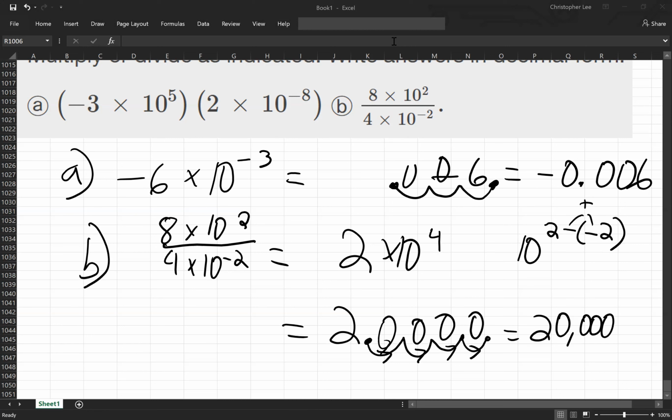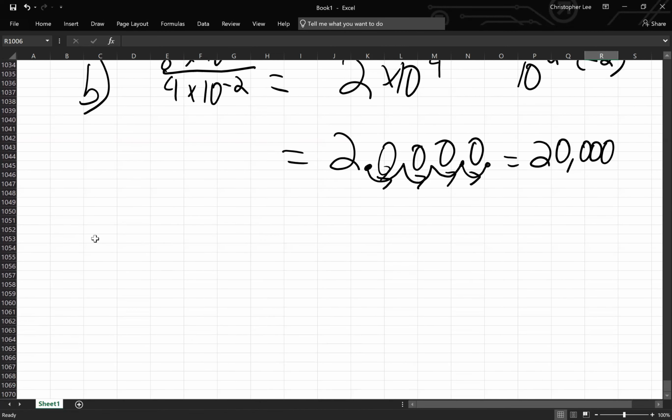Let's talk about polynomials now. It's not so bad, I promise. Now that we know how to do all these with numbers, let's take it up a notch.